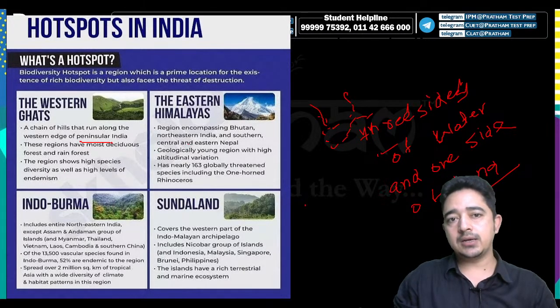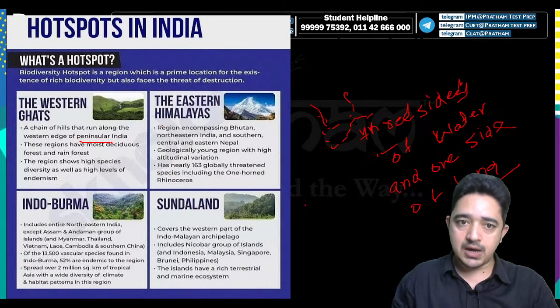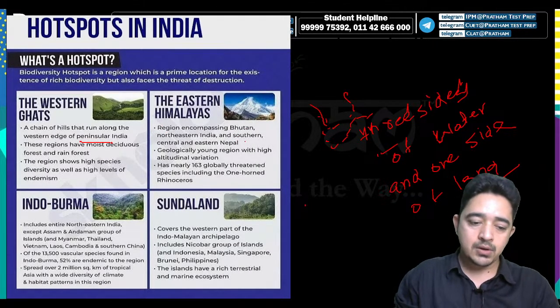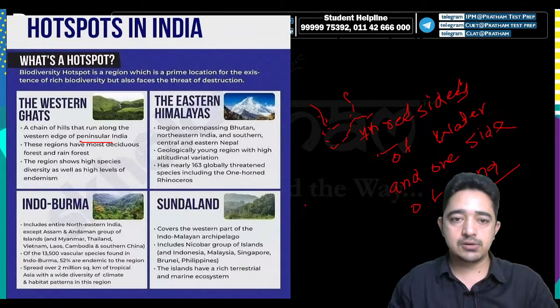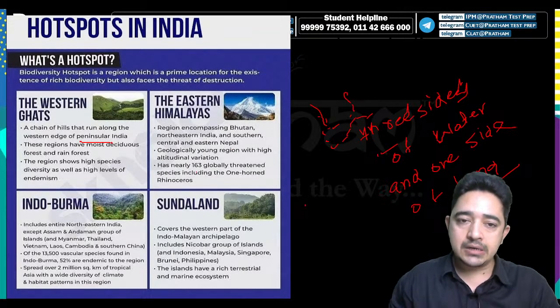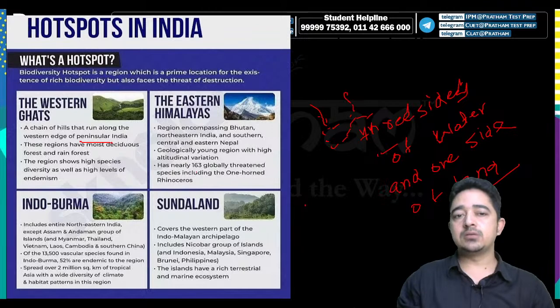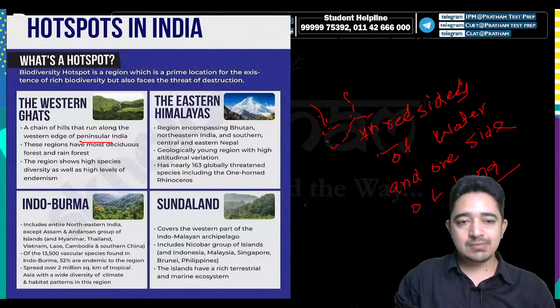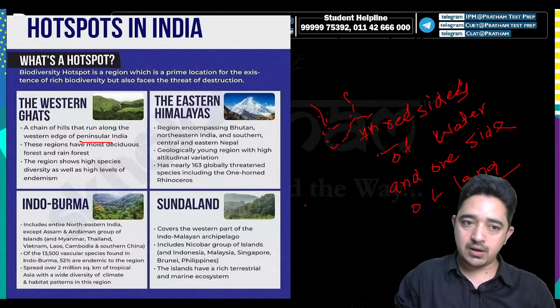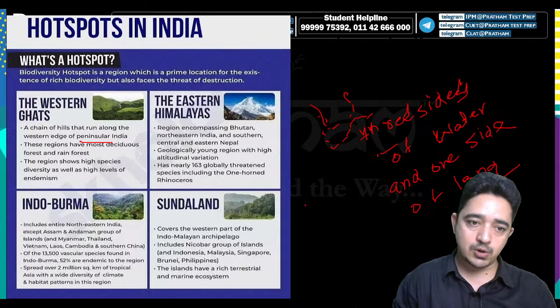After that comes the Eastern Himalayas region, encompassing Bhutan, northeast India, and southern, central and eastern Nepal. A geologically young region with high altitude variation, it has nearly 163 globally threatened species, including the one-horned rhinoceros. After that the third area is Indo-Burma, which includes Northeastern India except Assam, and the Andaman group of islands.